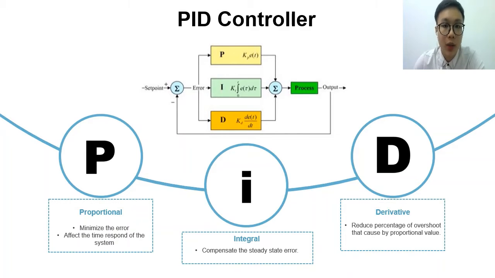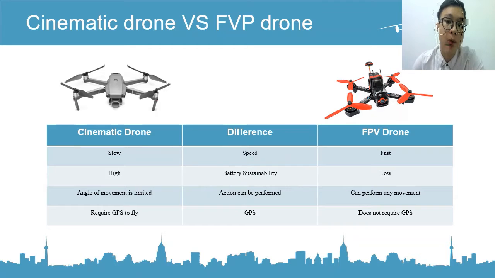And the last one is the derivative. The derivative is to reduce the percent overshoot that is caused by the proportional value, and meanwhile creates noise to the system. The FPV drone is fast, can perform any movement, and does not require GPS, which means it can perform any freestyle anyway, but only with low battery sustainability. Cinematic drone is slow and has limited movement, and also requires the GPS to fly, but the battery sustainability is very high and also stable.